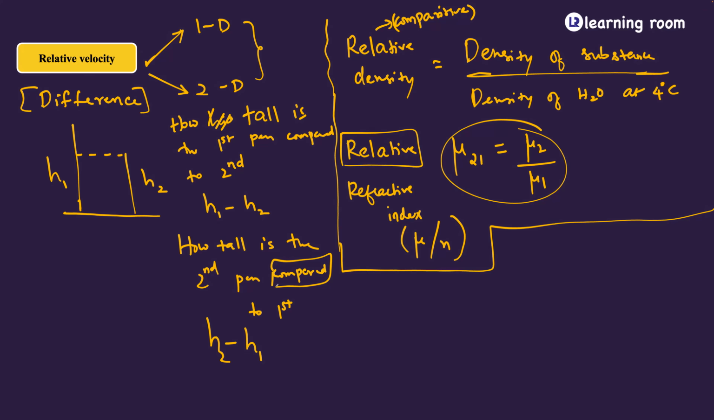Listen to this. You need to give a notation. If I write H1 minus H2, it is written as H12. How do you read it? Height of the first object with respect to the second object. Similarly, if it is H2 minus H1, you will write it as H21, meaning height of the second object with respect to the first object. Having the same context in mind, what we will concentrate upon is understanding relative velocity.